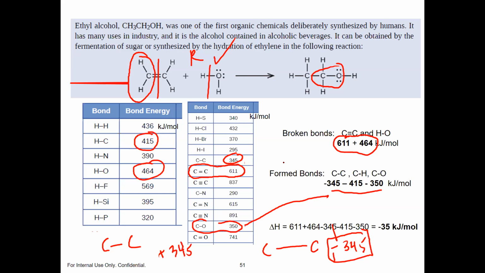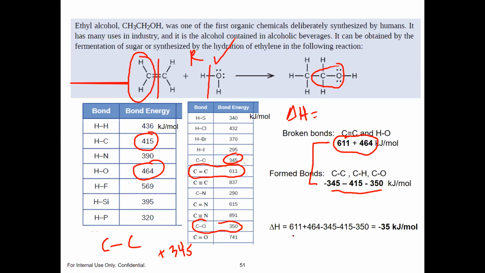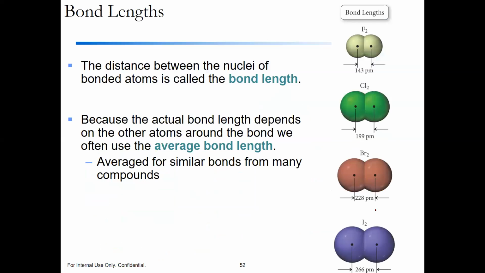Yes. So now what is delta H of this whole reaction? We're just going to get these numbers and add them together. And we do that in the bottom here. 611, 464 minus 345 minus 415 minus 350. And what number do we get? Delta H is minus 35.